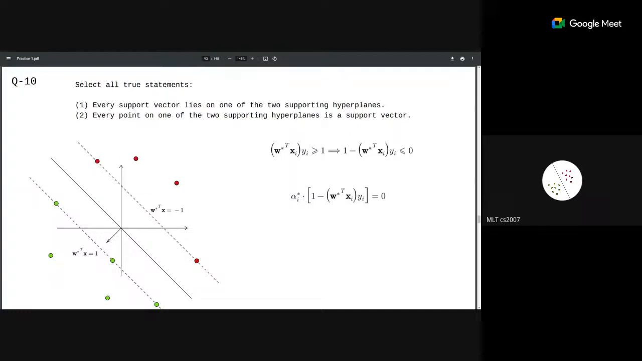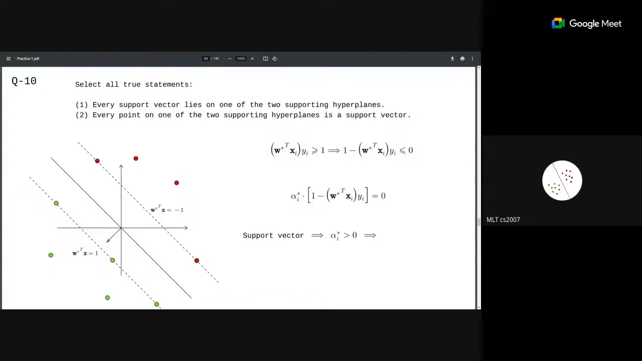Now, what does the first statement say? Every support vector lies on one of the two supporting hyperplanes. So we are talking about support vectors. What is the definition of a support vector? The points which lie on the... Is that the definition? Alpha is 0? Yeah. So this is the important catch, right? It's very important to note this. The definition of a support vector is points for which alpha i star is positive, right? This is the definition of a support vector.